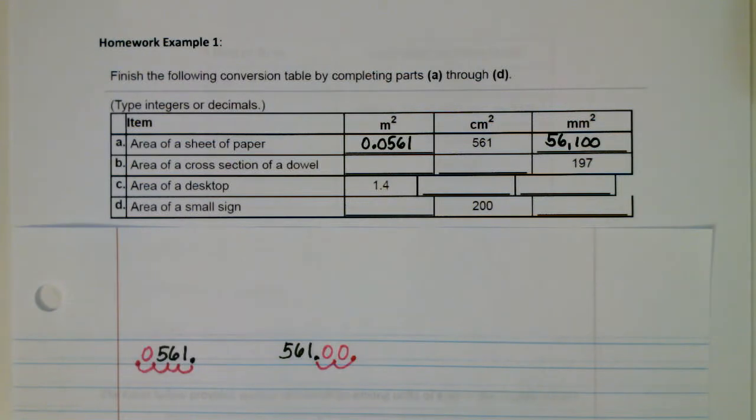Keep in mind it's always 2 times the number of decimal places to the left or to the right as you would for linear metric units.